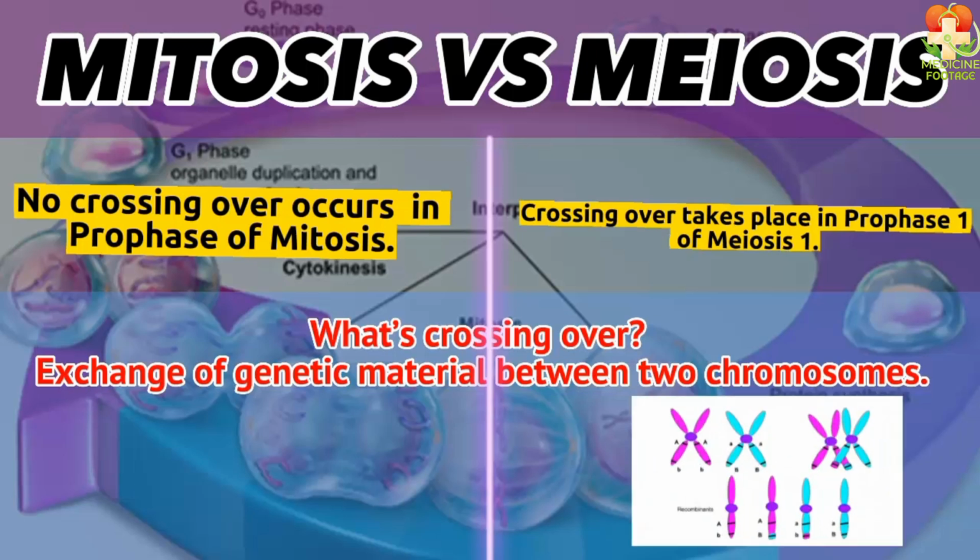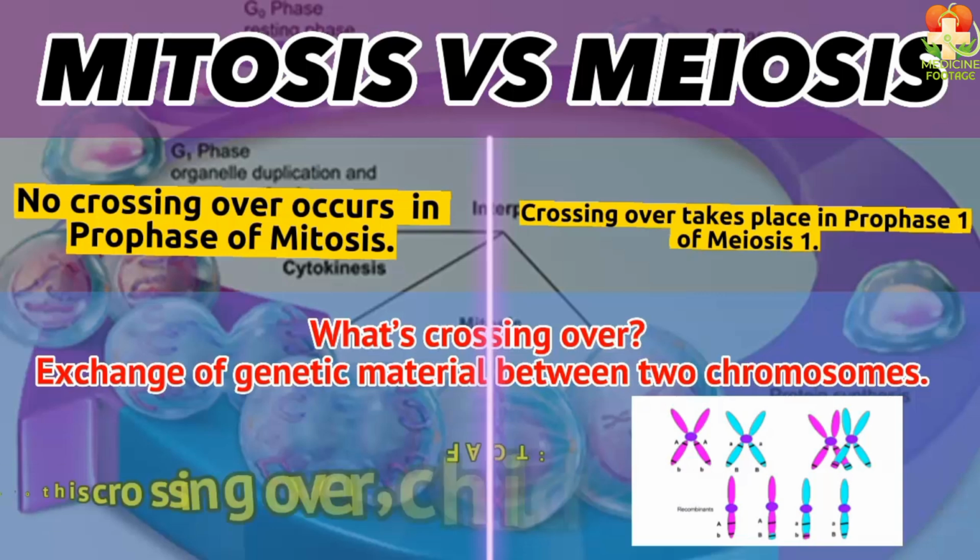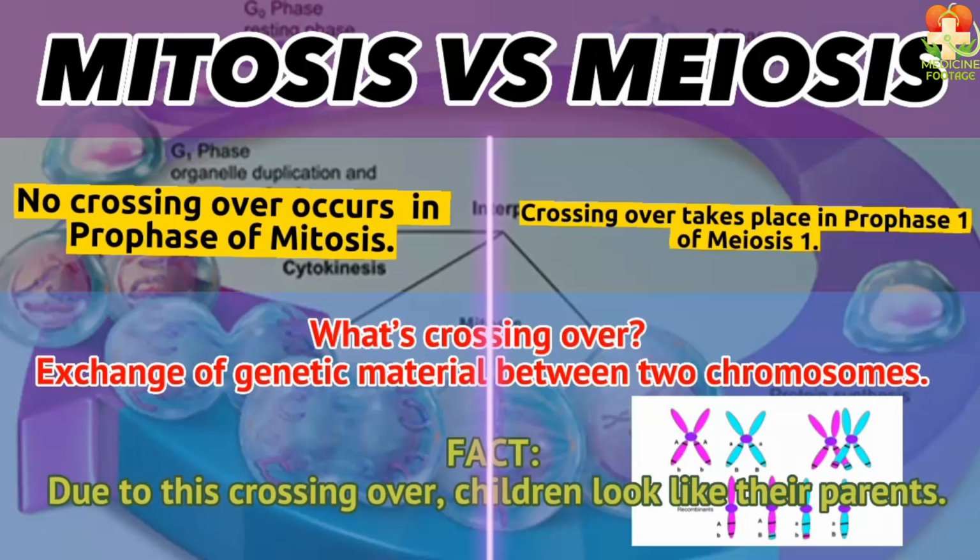On the left, we have a pink chromosome and a light blue chromosome. On the right, they exchange genetic material. So the light blue chromosome now has a small part of pink, and the pink chromosome has a small part of light blue. This process of exchanging genetic material is what we call crossing over. And do you know what makes crossing over so interesting? It's the reason why children aren't 100% identical to their parents. There's always a little variation.